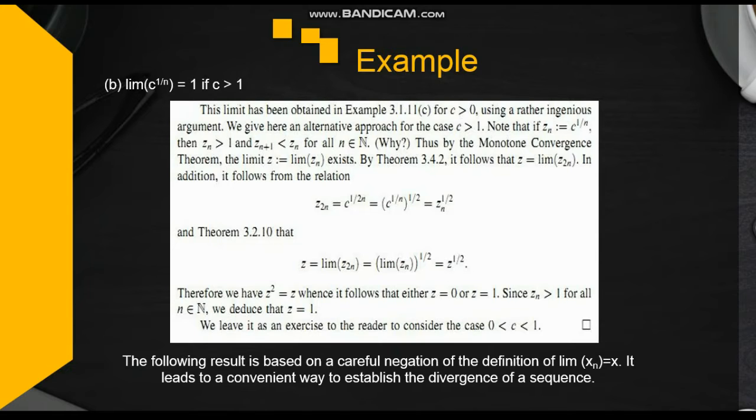The following result is based on the careful negation of the definition of the limit lim x_n = x. It leads to a convenient way to establish the divergence of a sequence.